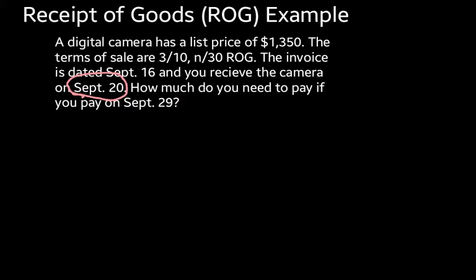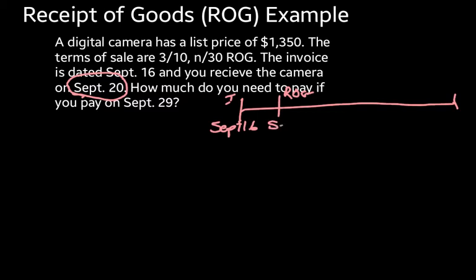That is the beginning of our credit period, meaning that when we draw our timeline, we will have an invoice day of September 16th, but we'll have starting our credit period on our ROG date of September 20th. So now from September 20th, according to the terms, I have a 3% discount within 10 days. So if I go 10 days after the 20th, I'd have September 30th to get a 3% discount. After that time, I would have to pay the net.